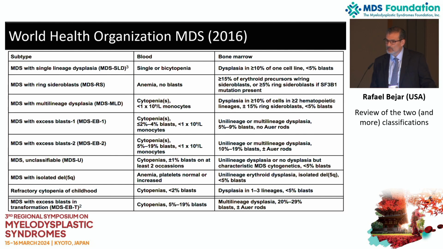So let's start with the WHO 2016 guidelines. The classification system is shown here. And I think what really stands out to me is that there really are only two instances where we're using a molecular or genetic feature in order to define a subgroup.